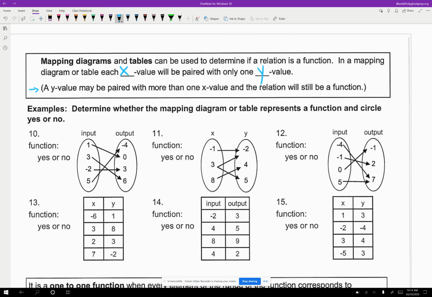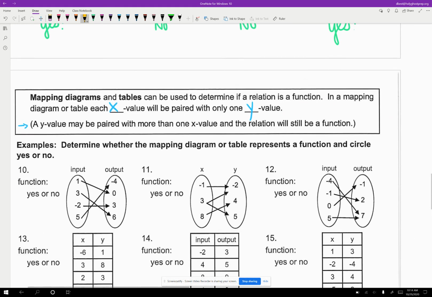So in number 10 here, this is what we call a mapping diagram. And input, remember, is x, output is y. So these are my x values. And what the mapping diagram says is the value of 1 is matched with 0, 3 is matched with 6, -2 with 3, and 5 with -4. None of those x values are repeated. So yes, it is a function.